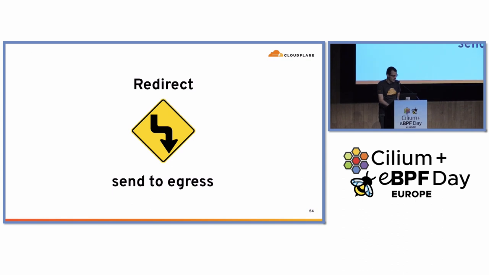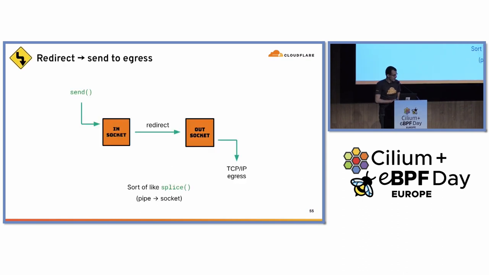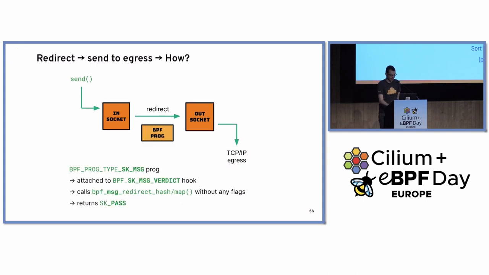Then a different configuration is send to egress. In this configuration, one process sends a message from a socket, but we actually don't pass it down the network stack. Instead, we redirect it to another socket and send it out, so pass it down the network stack from that other socket. So this is kind of like splicing from a pipe to a socket. In this scenario, we again use an SK message BPF program to do our work. We set it up the same way as before. The only difference is that we don't set the ingress flag this time when we call our redirect helper.